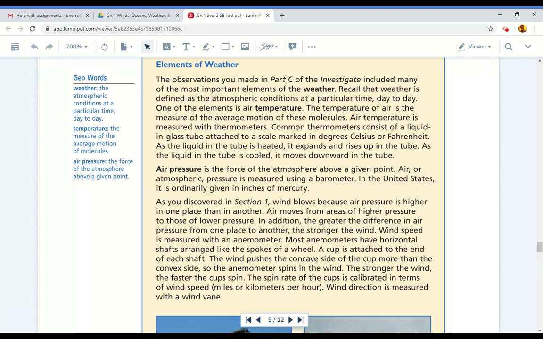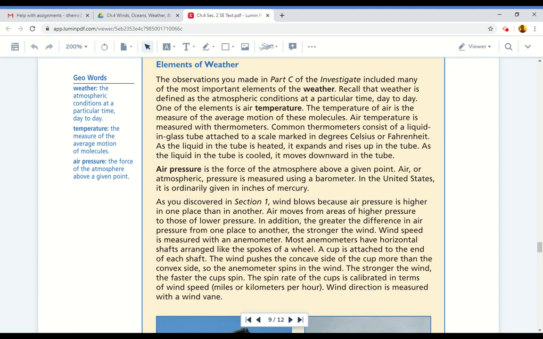Air pressure is the force of the atmosphere above a given point. Air, or atmospheric pressure, is measured using a barometer. In the United States, it is ordinarily given in inches of mercury. As you discovered in Section 1, wind blows because air pressure is higher in one place than in another. Air moves from areas of high pressure to those of lower pressure. In addition, the greater the difference in air pressure from one place to another, the stronger the wind.